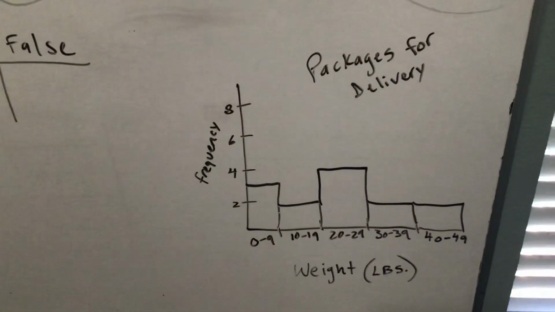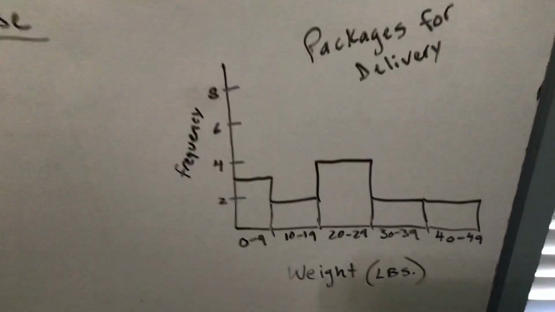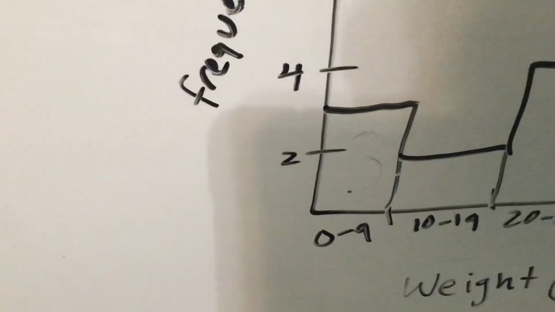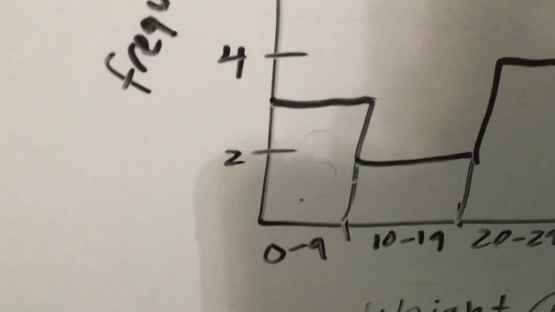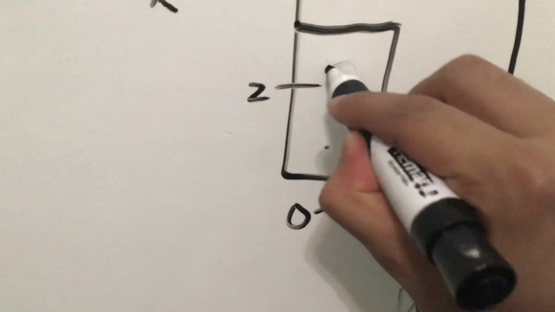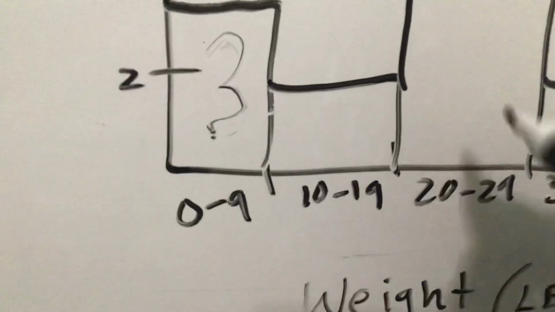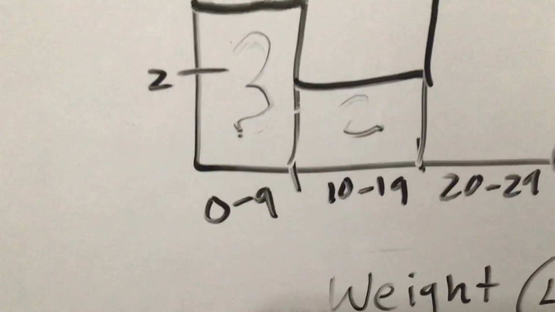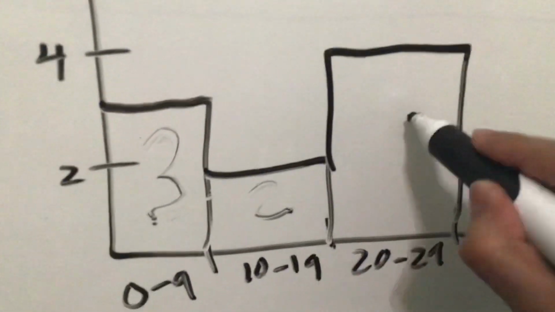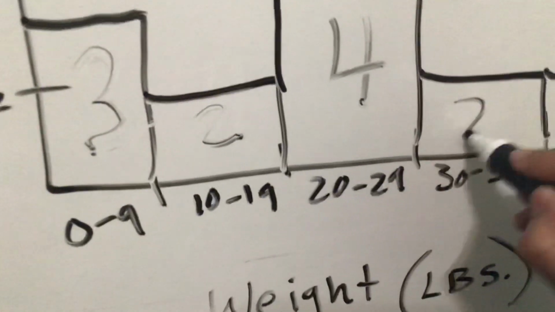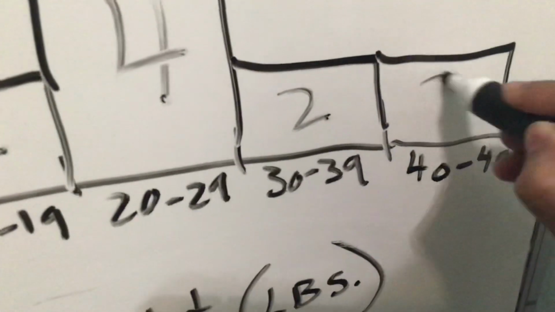Well, all we got to do is count the bars again. So the first one will be 3, as it is between 2 and 4. So I'm running out of ink on this marker. 3. The second one represents 2. The third one represents 4. The next one represents 2. And the last one represents 2 as well.